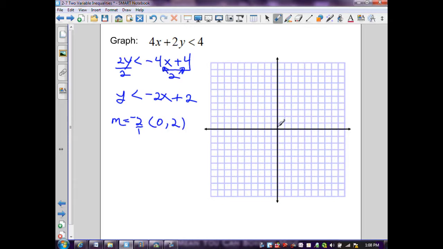I graph the intercept 0, 2. My slope is a negative 2 over 1. So I'm going to count down 2 to the right 1, down 2, and to the right 1. I go back to the problem and I realize that I am dealing with just an inequality of less than. Therefore, this is a dashed line.